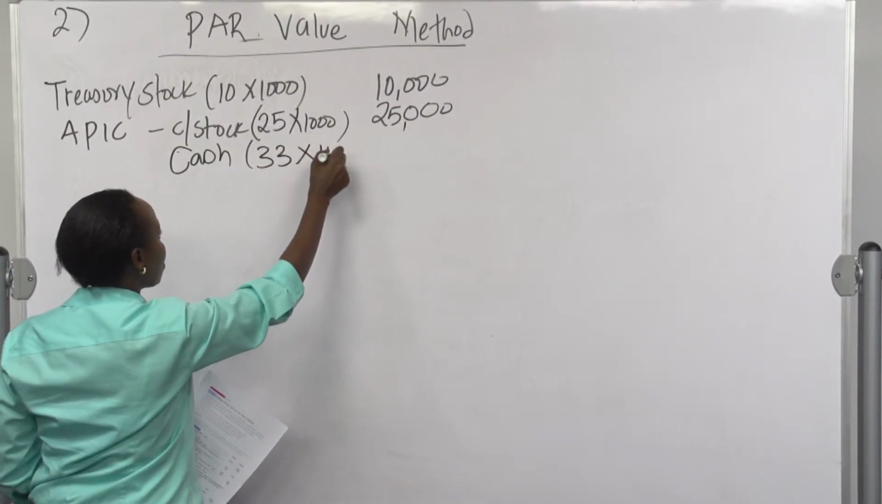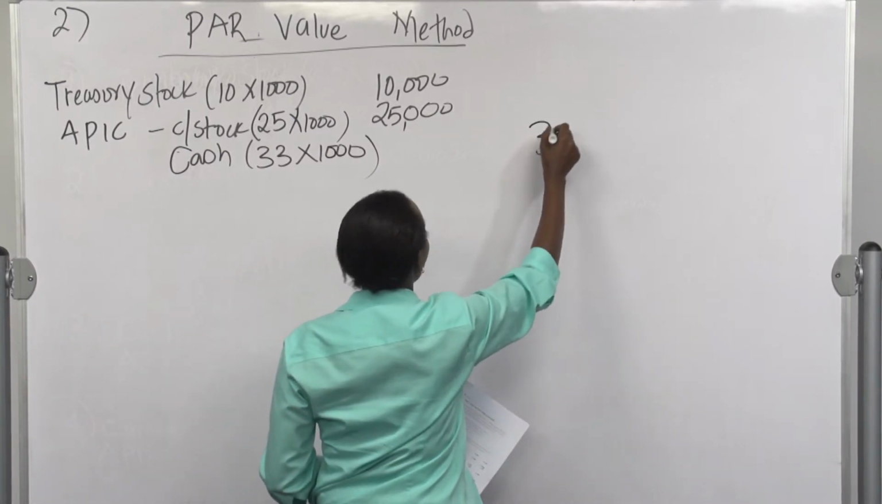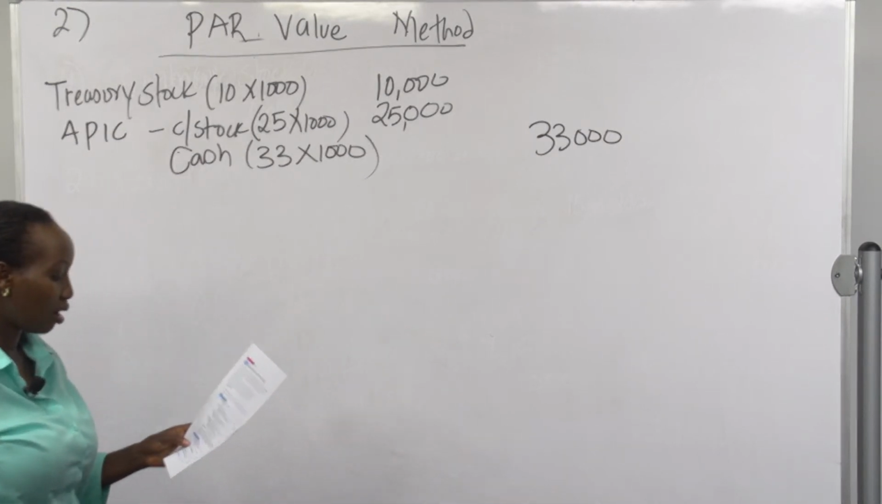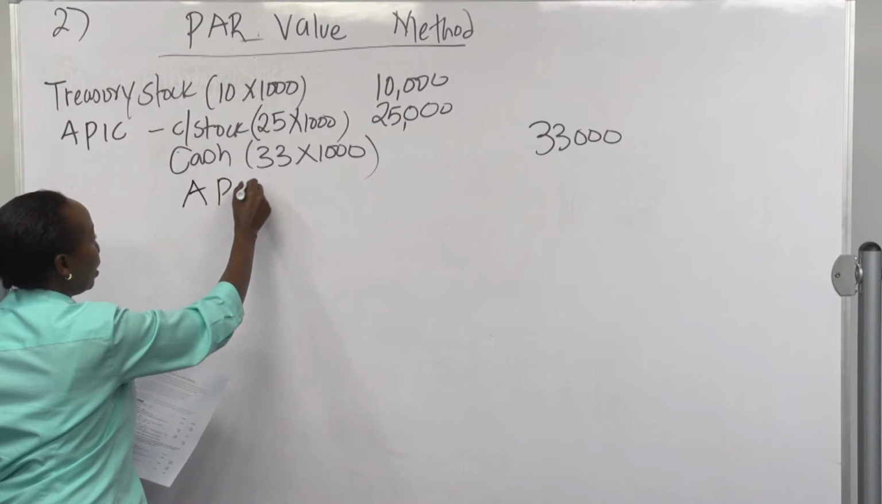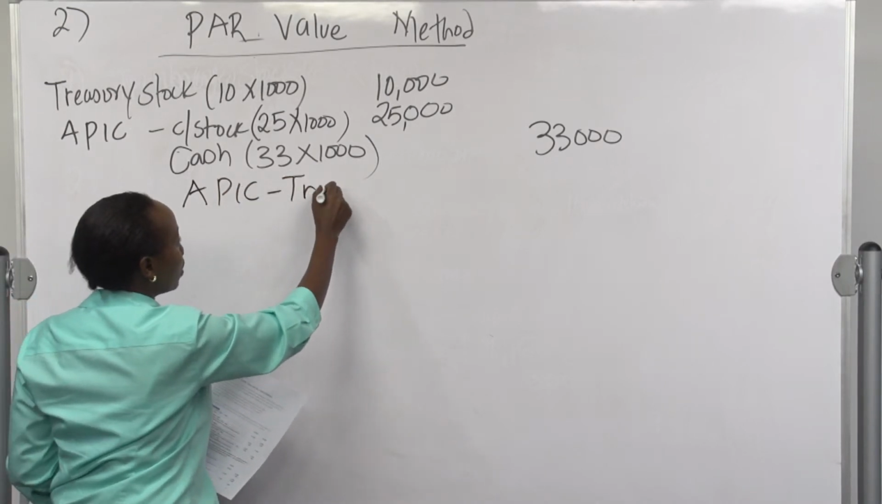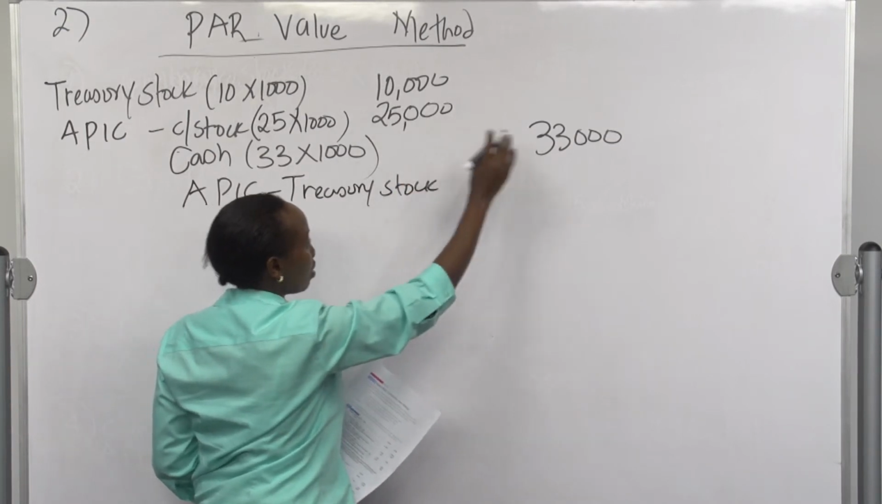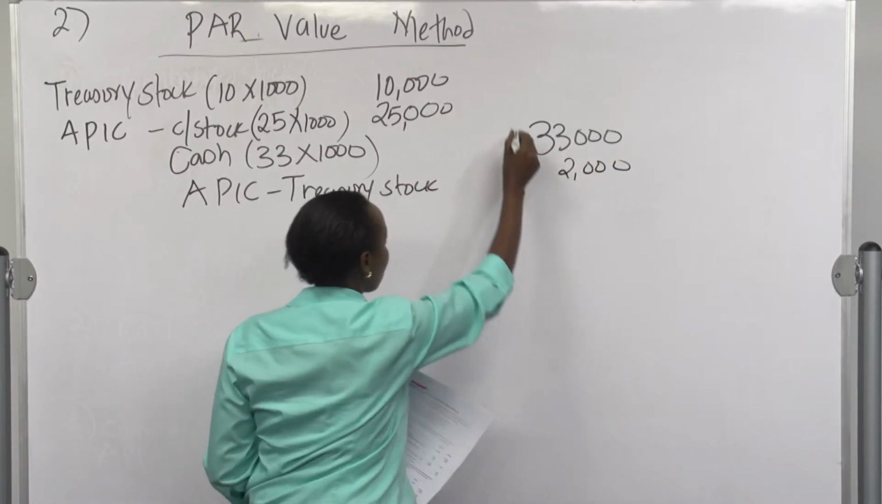At this point, we paid out cash, $33 a share times 1,000. So the cash outflow is 33,000. The difference of 2,000 is our additional paid-in capital treasury stock. So we take this, subtract this, we have 2,000 of treasury stock.